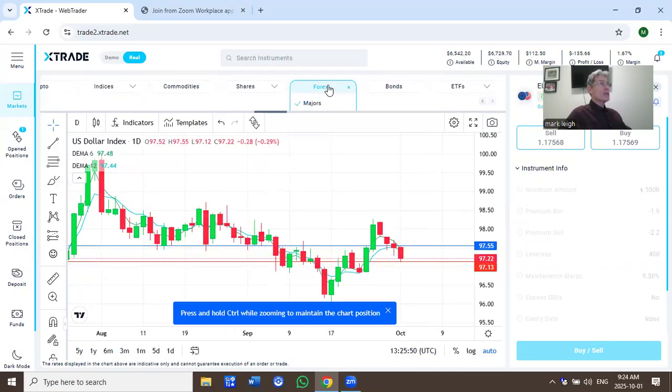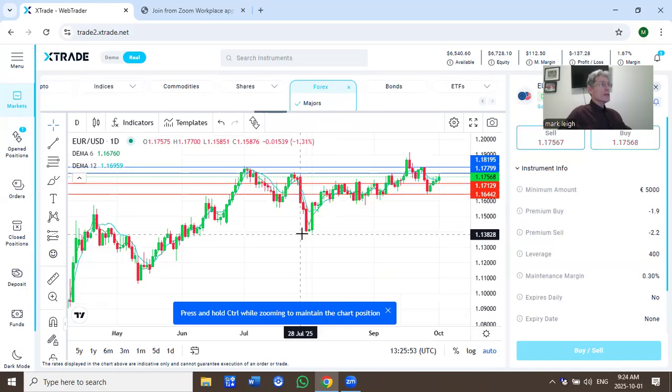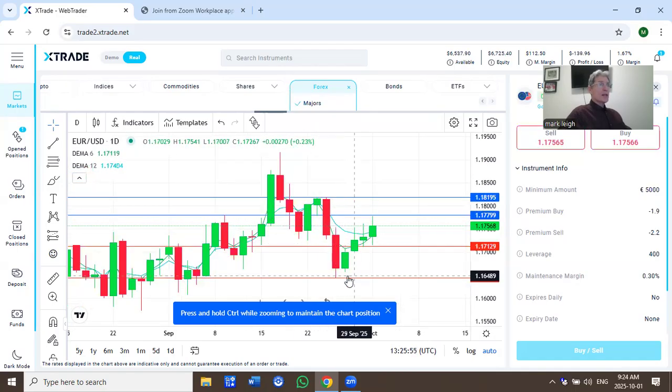Let's have a look how the majors are performing, starting with the Euro US. And there you can see again, fourth consecutive day of higher highs, higher lows, buying euro, selling US dollar. I've got support at 117.12 and I've got resistance at 117.79. That's the daily support and resistance levels.